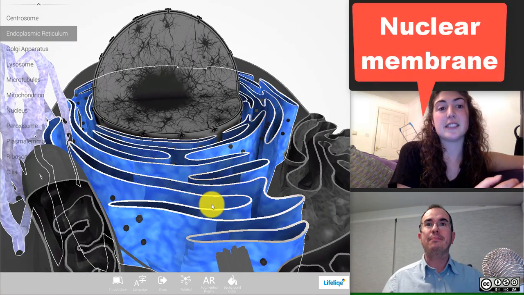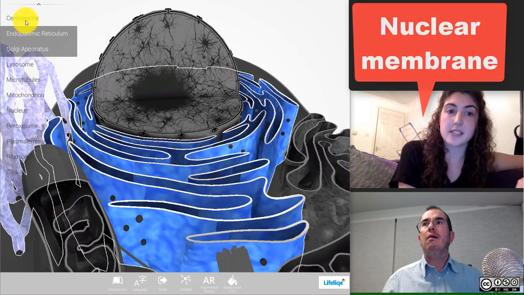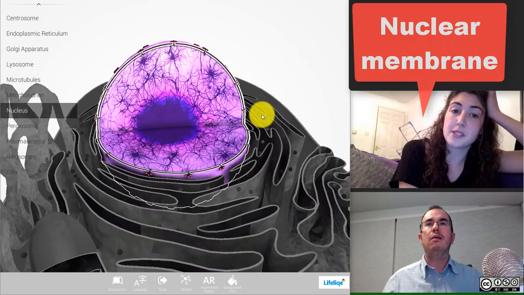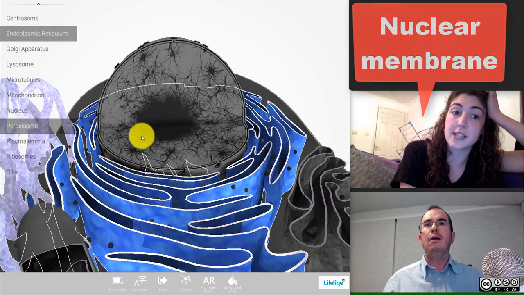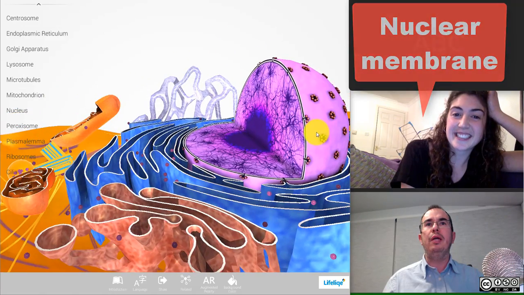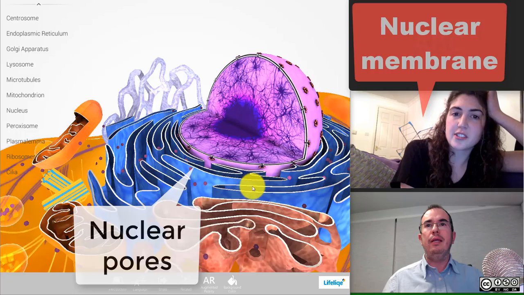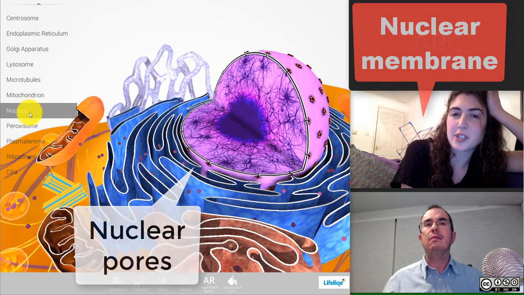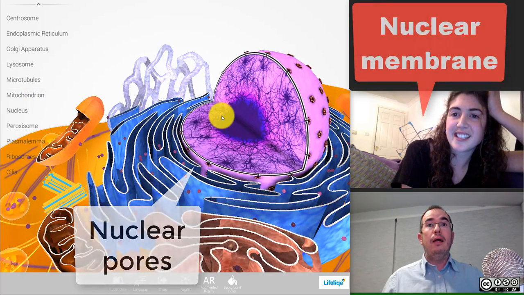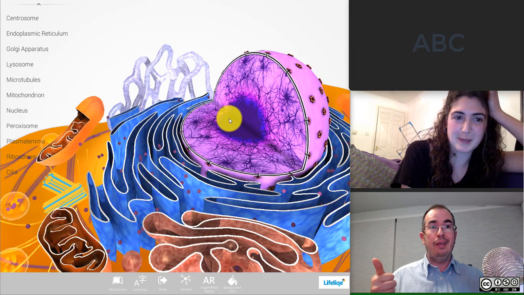The membrane also has nuclear pores. These are perforations that allow substances to be exchanged between the nucleus and... I'm showing here the pores, okay? So what does this allow exchange between the nucleus and what? The nucleus and the cytosol. And the cytoplasm, good.